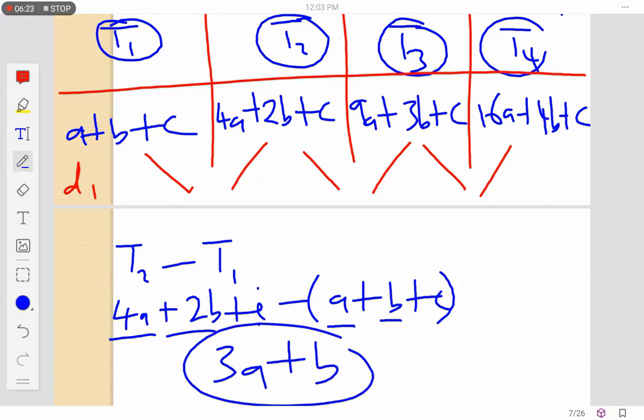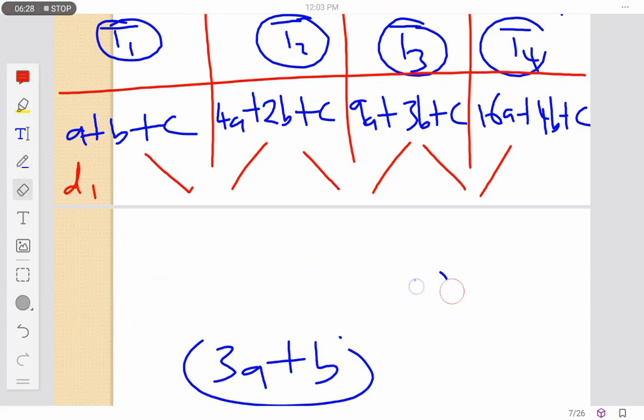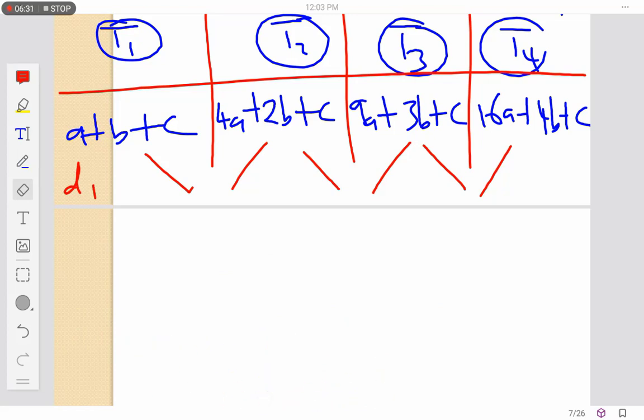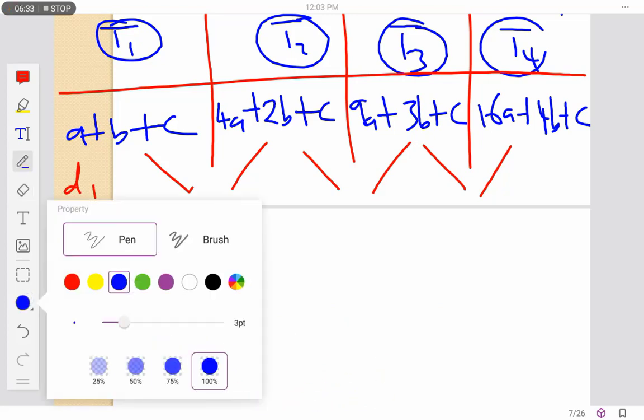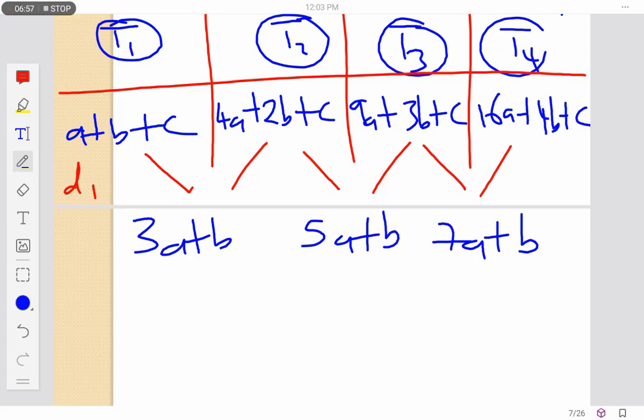So this is the first difference. The first difference I'm getting is 3A plus B. The second one, 9A minus 4A, I get 5A plus 2B, and 3B minus 2B, I get a B. The last one, 16A minus 9A, I get 7A plus B. So these are the first differences that we have.